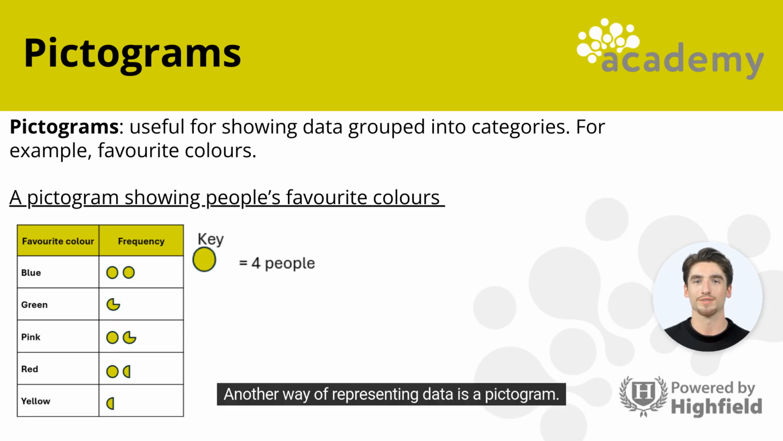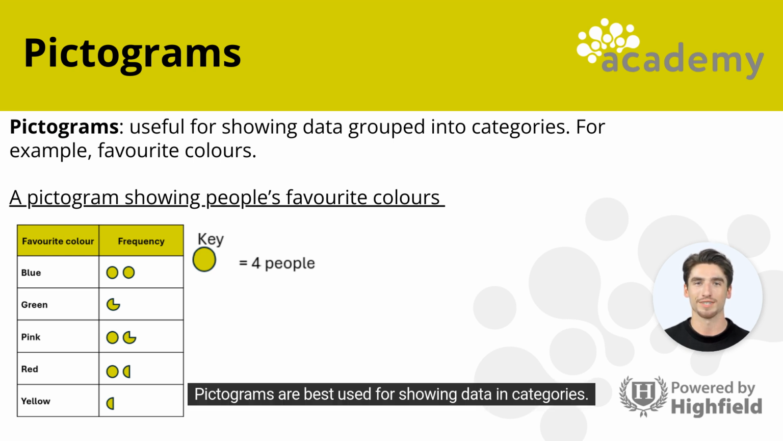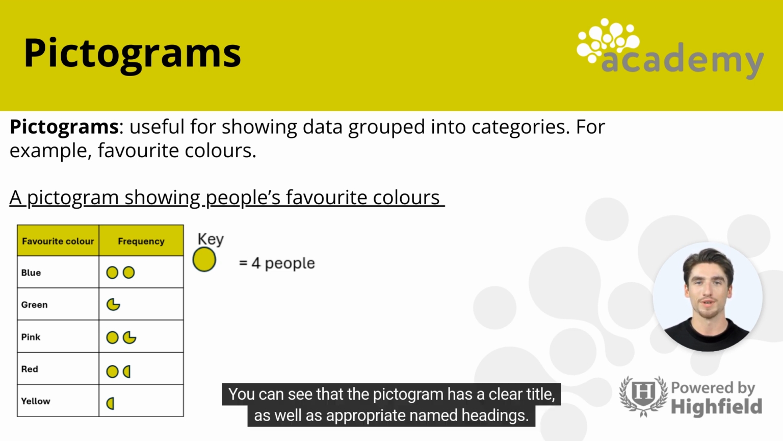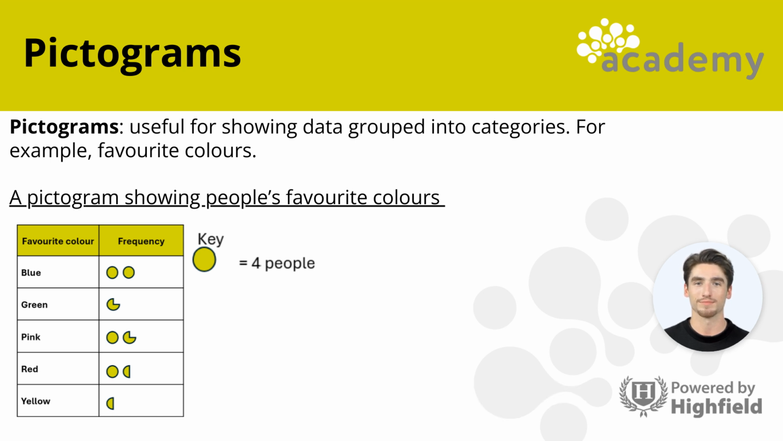Another way of representing data is a pictogram. Pictograms are best used for showing data in categories, for example, favorite colors. You can see that the pictogram has a clear title, as well as appropriate named headings. The data is shown clearly and a key has been included to ensure it can be read accurately.